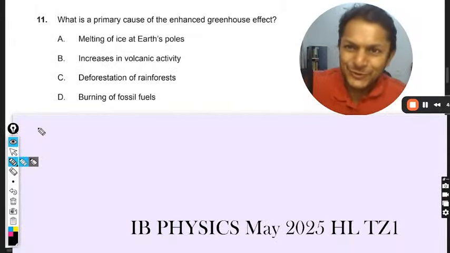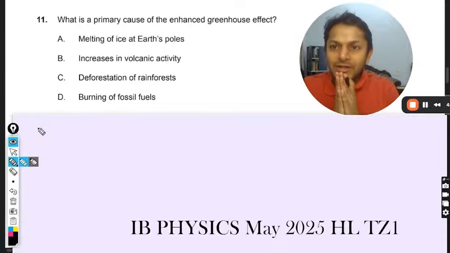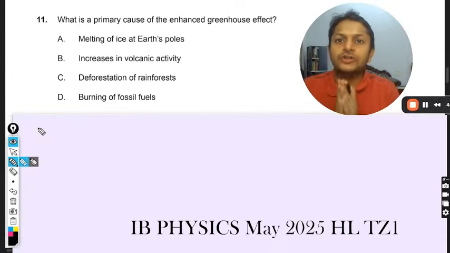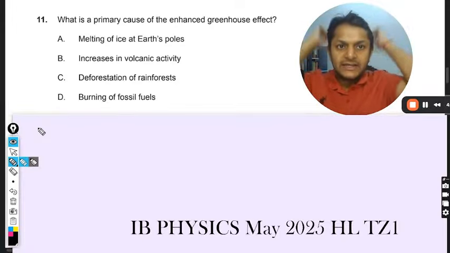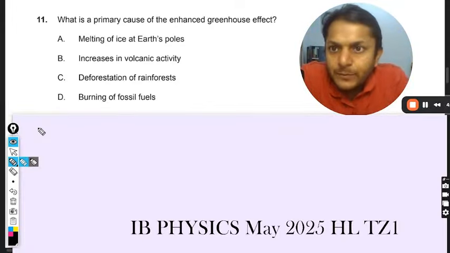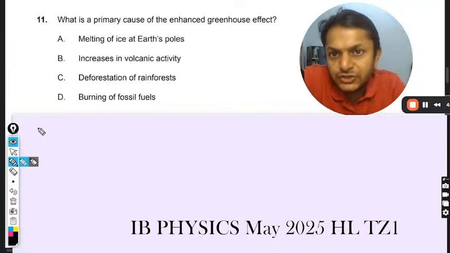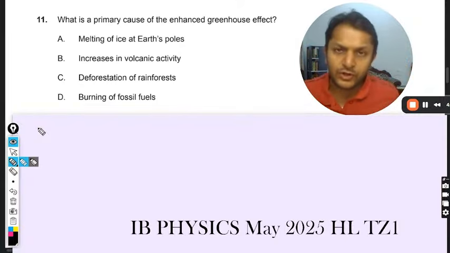Okay, dear student, let's go to the next question and see what is there. What is a primary cause of enhanced greenhouse effect? It seems to be quite an easy question, by the way. The four options are melting of ice at Earth's poles, increases in volcanic activity, deforestation of rainforest, and burning of fossil fuels. Completely theoretical question.